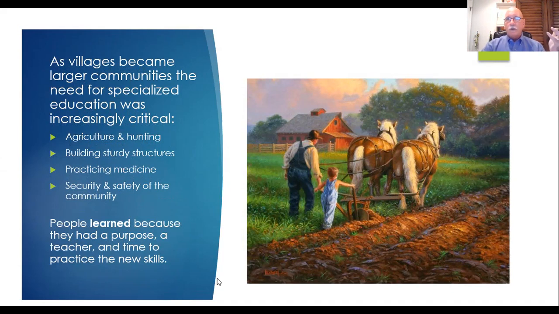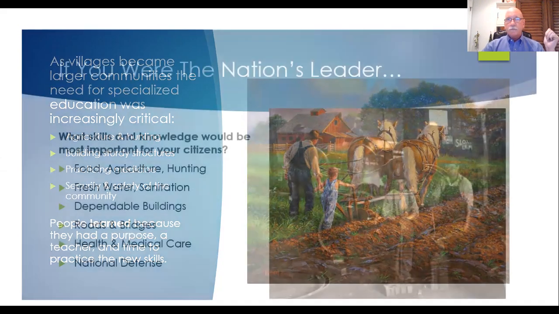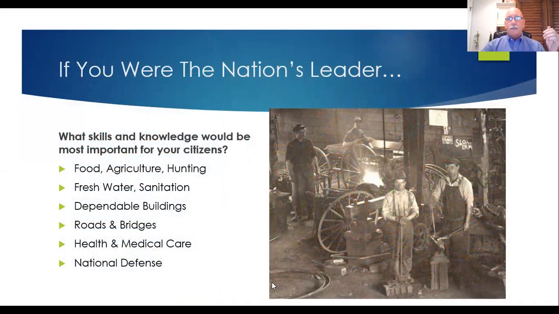So things that we learn oftentimes are learned best because there's a purpose and because there's an instructor. So let's say that you were a nation's leader. Let's say all these communities are growing and they decide to get together and they say, we need someone to lead us as part of our government. And they elect you to be the leader.